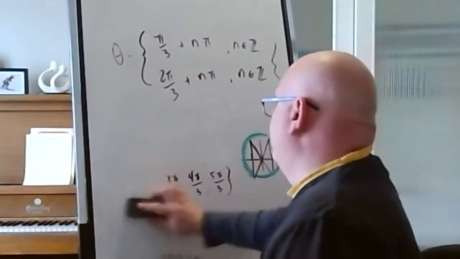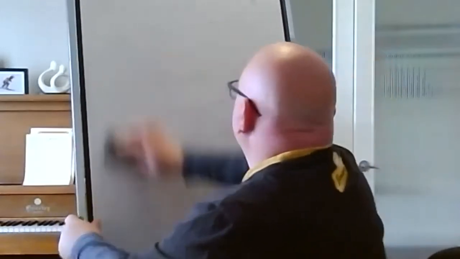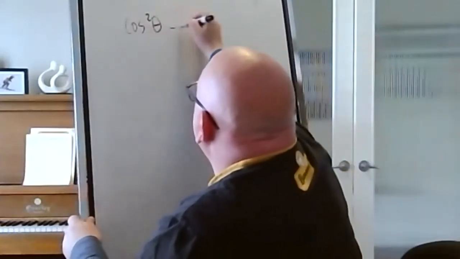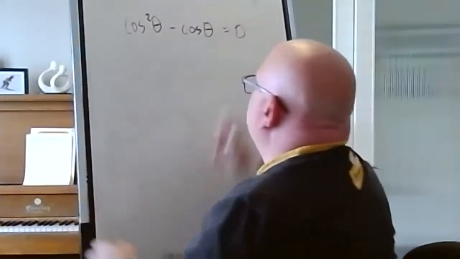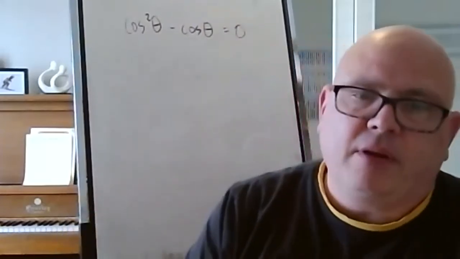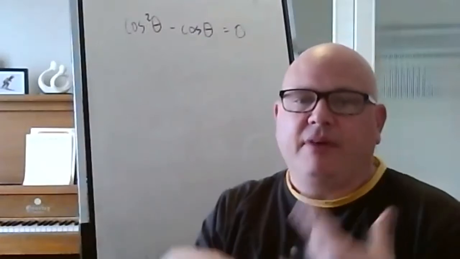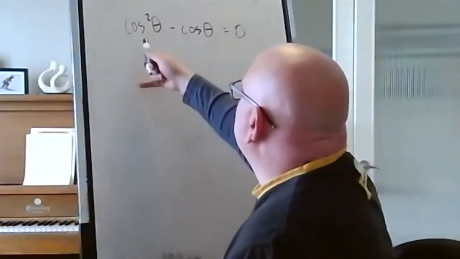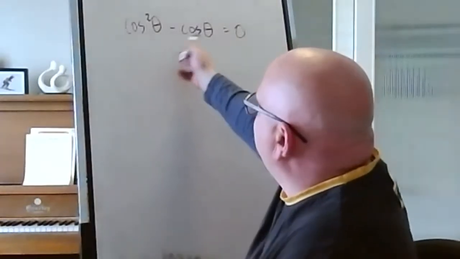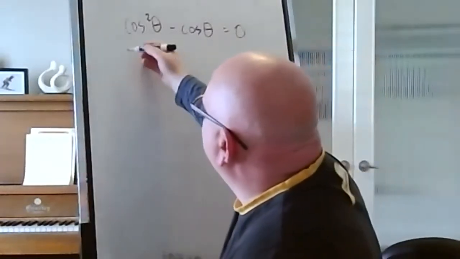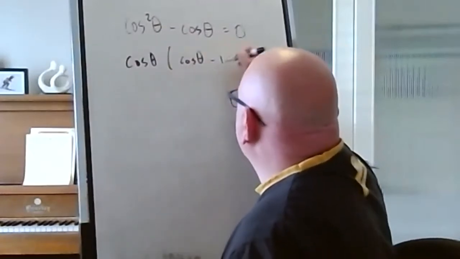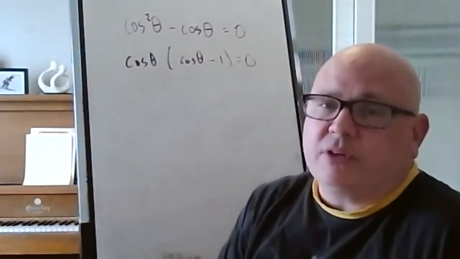Question number 5. Cos squared theta minus cos theta equals 0. Now, be careful about this. What we can't do is divide both sides by cos. You're going to lose solutions potentially, and so dividing both sides by cos, you're thinking, oh, this will just be cos minus 1. No, no, no, no. First step is going to be to factor this. So cos theta times cos theta minus 1 equals 0. There's our correct first step.